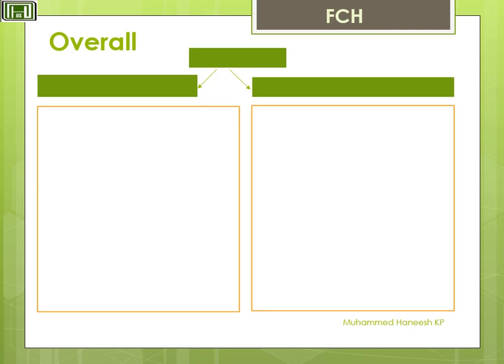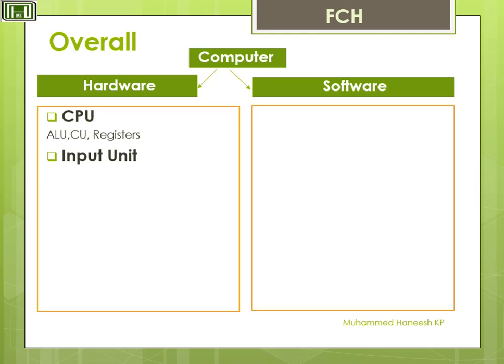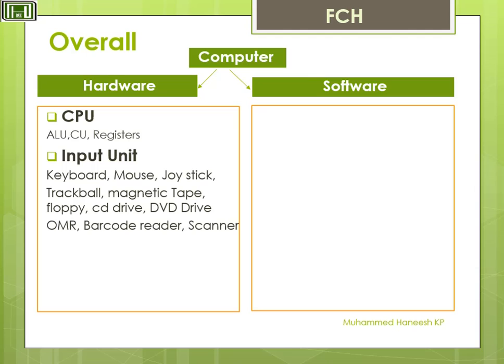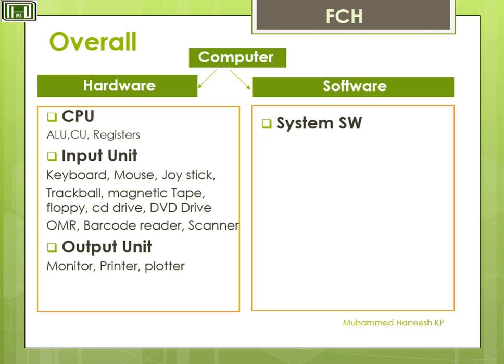Now we have the overall details. A computer has two parts, hardware and software. The hardware consists of the CPU, which consists of ALU, CU and registers. Then input unit. Examples are keyboard, mouse, joystick, trackball, magnetic tape, floppy, CD drive, DVD drive, OMR, barcode reader, scanner. Then output unit. Examples are monitor, printer, plotter.